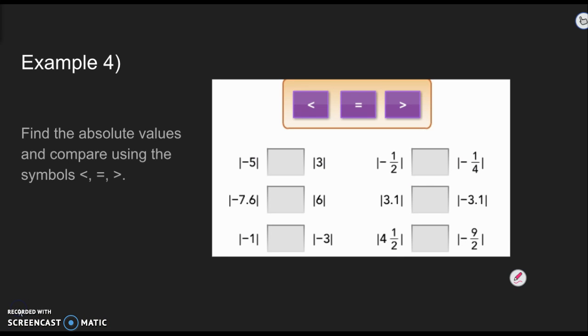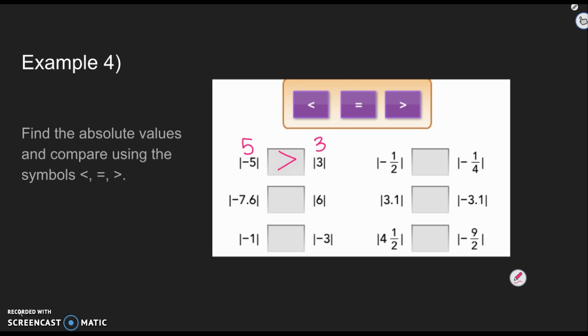For example number 4, we need to find the absolute values in order to compare using the symbols less than, equal to, and greater than. The absolute value of negative 5 is 5. The absolute value of 3 is 3. 5 is greater than 3.